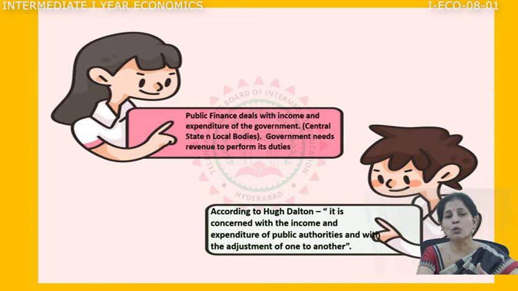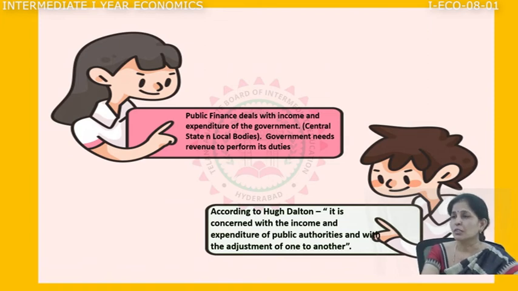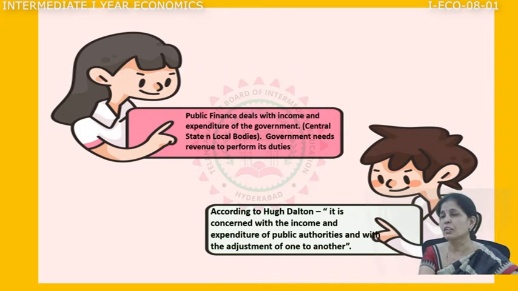The way we require money to perform our duties, in the same manner the government also needs money, which is considered as government revenue. They need money to perform certain duties. Thereby, the incomes and expenditures of the government, we say, is public finance.